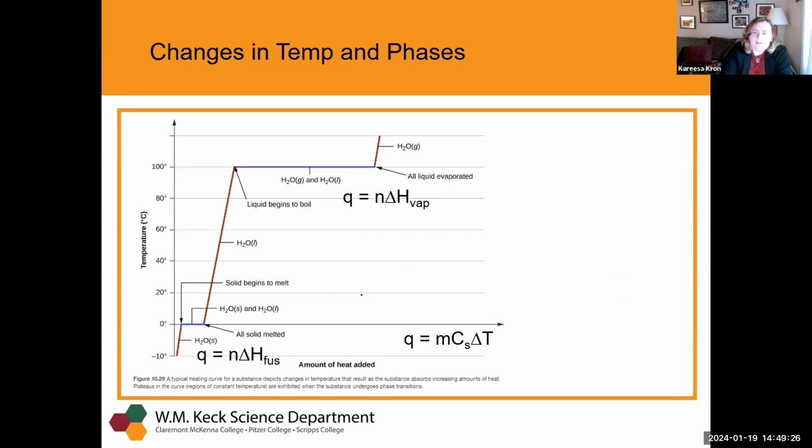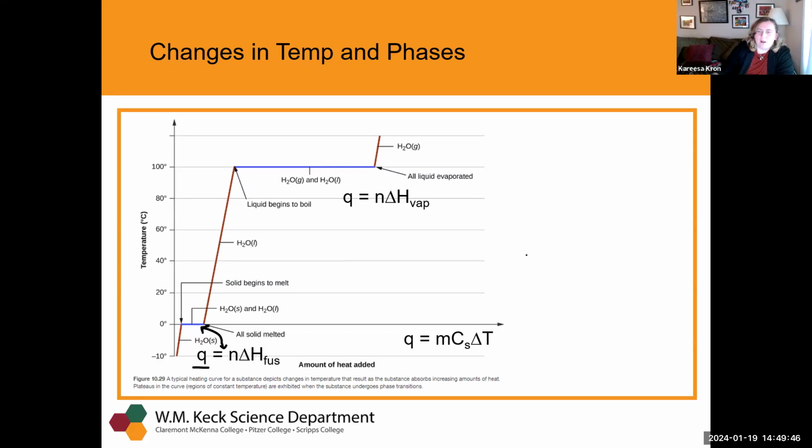So once again, on this heating curve, we can now say that to move in this blue chunk, the number of moles of ice we have to melt multiplied by the enthalpy of fusion, or how much energy it takes to melt that ice, is going to be the heat of that process.